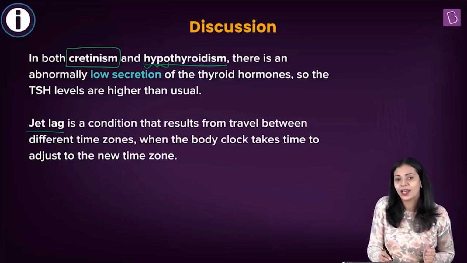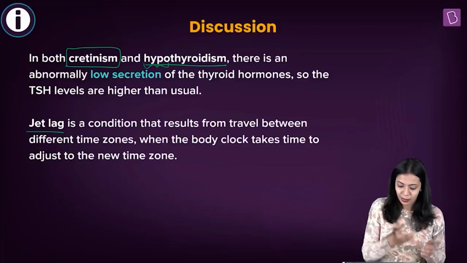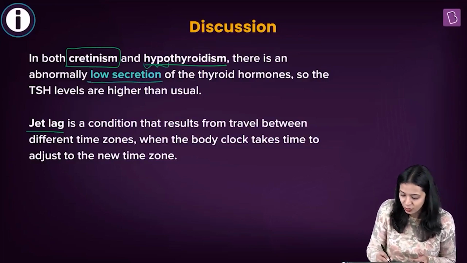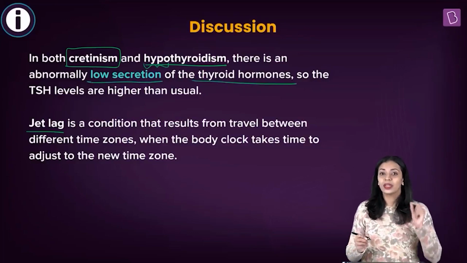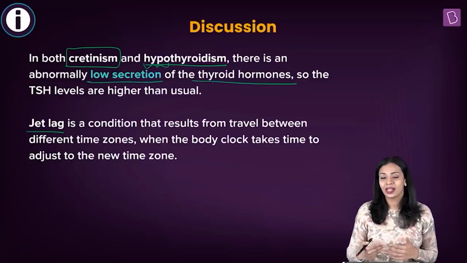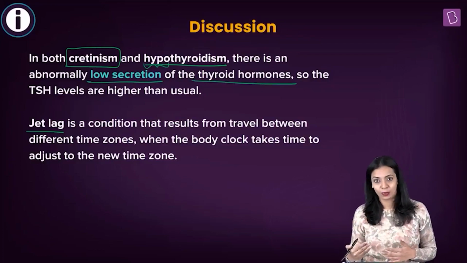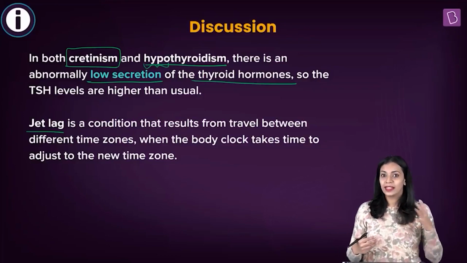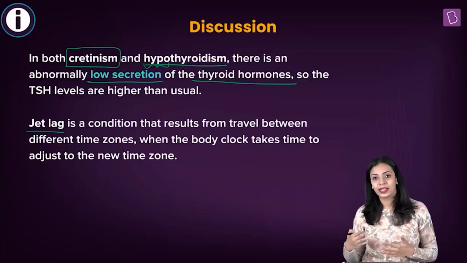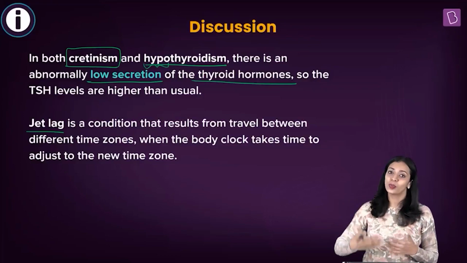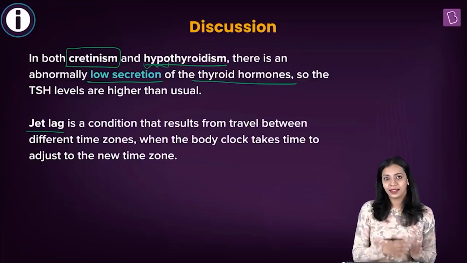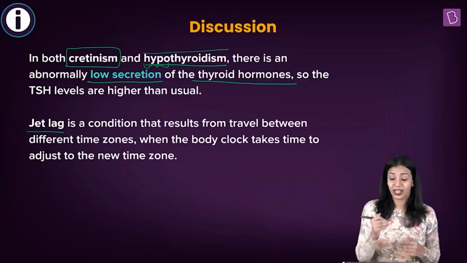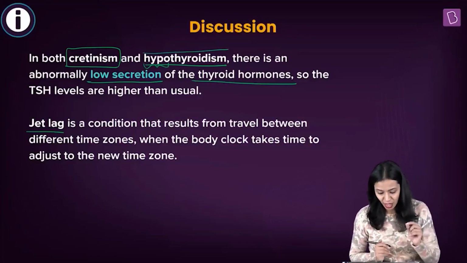In both hypothyroidism and cretinism, there is an abnormally low secretion of the thyroid hormones. So in order to bring the thyroid hormone levels back to normal, the TSH production will be high in this case and not low. When TSH is produced in greater quantities, it will stimulate the thyroid gland to produce more thyroid hormones so that the T3 and T4 levels can be brought back to normal in case of hypothyroidism. So that is why cretinism and hypothyroidism are incorrect.